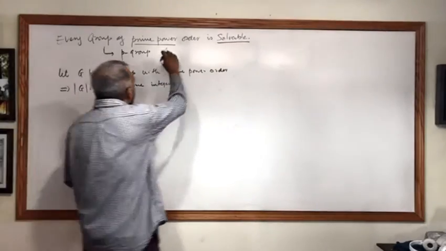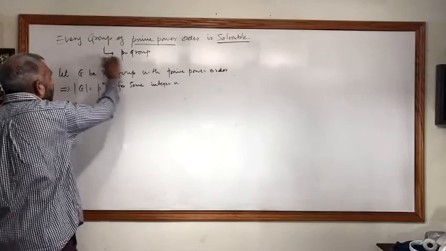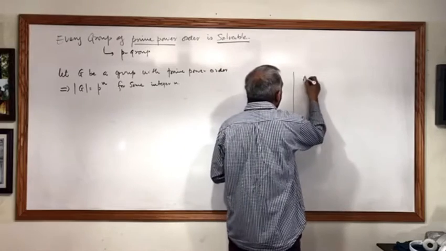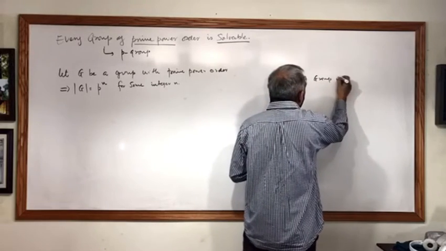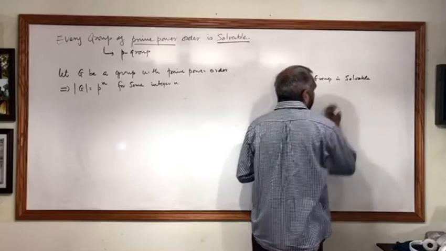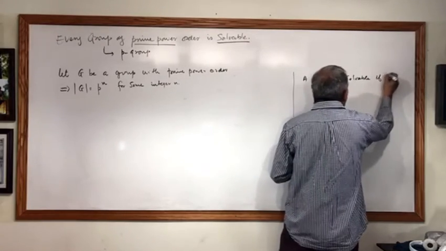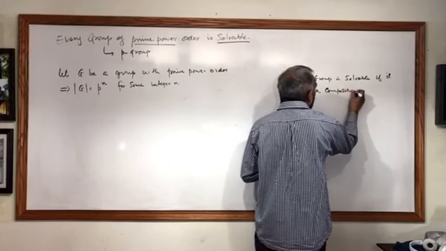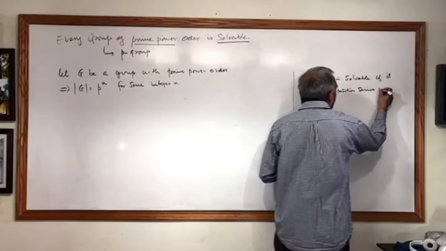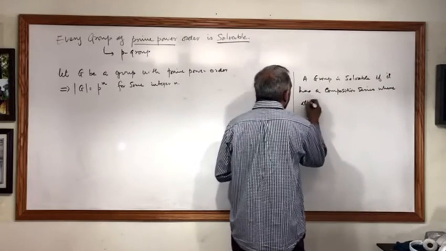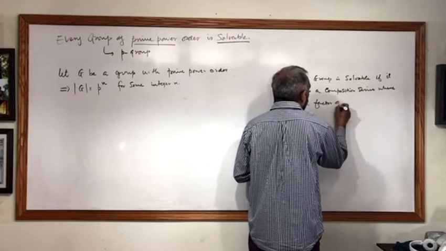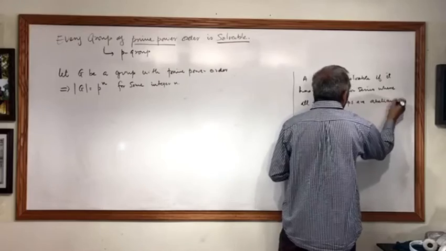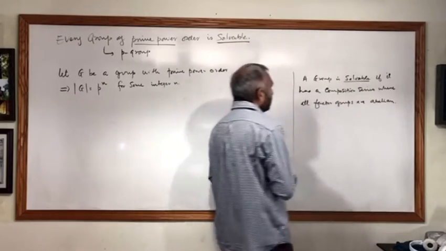And another word in this result is solvable. So a group is solvable if it has a composition series where all factor groups are abelian. That is the definition of solvability.